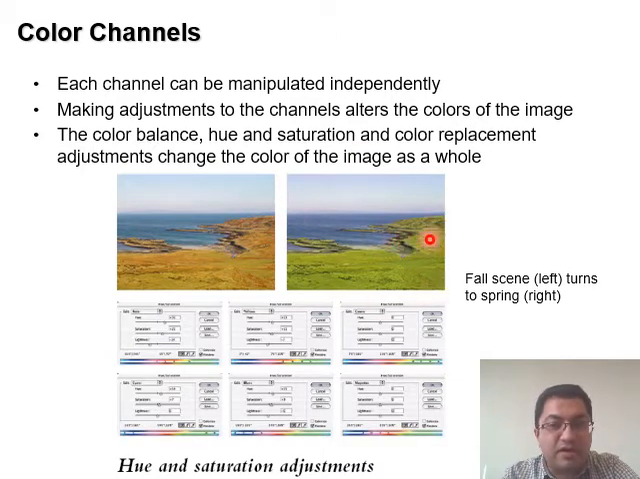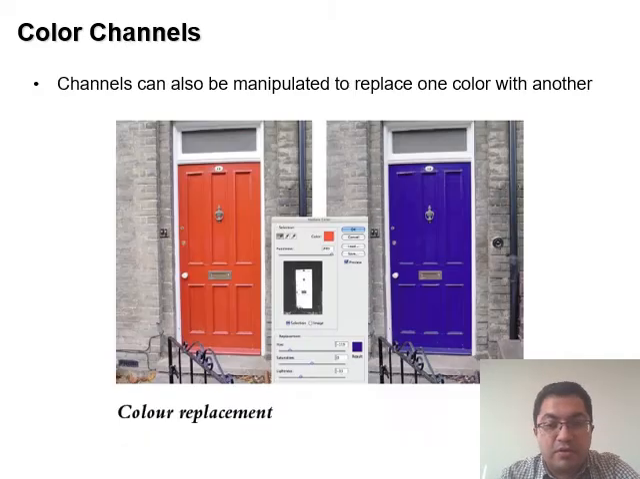So this is how you can obtain a scene for the same location, but now it's in the spring instead of the fall season. The color balance, the hue, the saturation, color replacement, all of these things can be done once you represent images in the form of color channels.